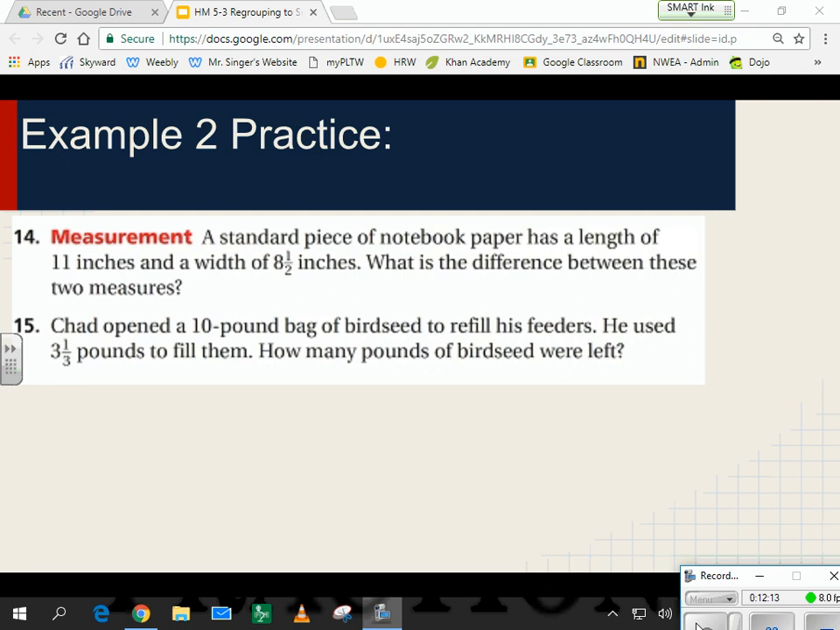So here are 2 problems I want you to try on your own. Come back when you're done. Remember, the biggest difference is trying to figure out what numbers you're going to subtract. Good luck.